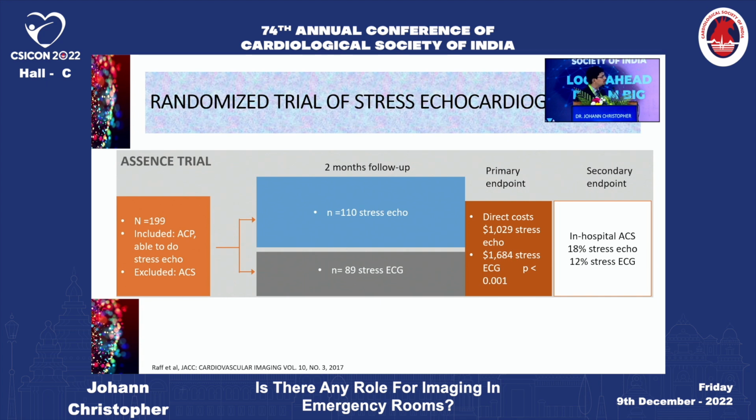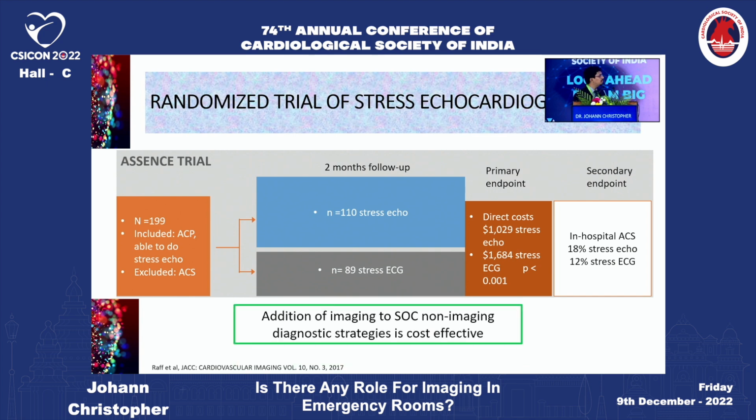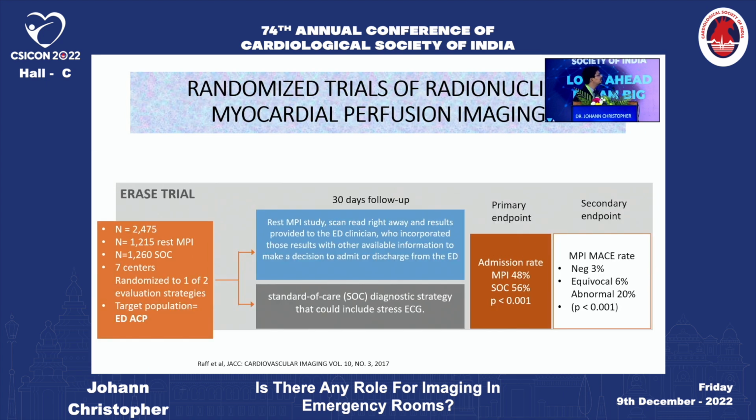And over the next 2 months, they found that the echo group had a cost saving and a better admission to chest pain units compared to just having a stress ECG on board. And you get all the diastolic patterns, the regional wall, and so on and so forth. So it seems to be a more cost-effective solution.